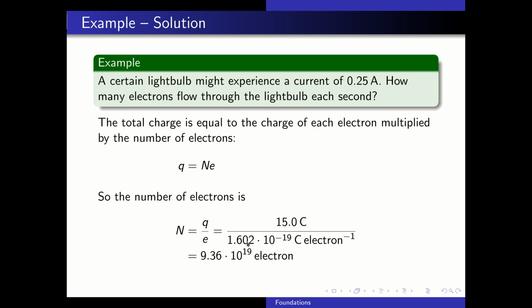15 coulombs divided by 1.602 times 10 to the negative 19th coulombs per electron, which gives me an answer of roughly 9.4 times 10 to the 19th electrons. So an awful lot of charge is moving through that light bulb over that time.